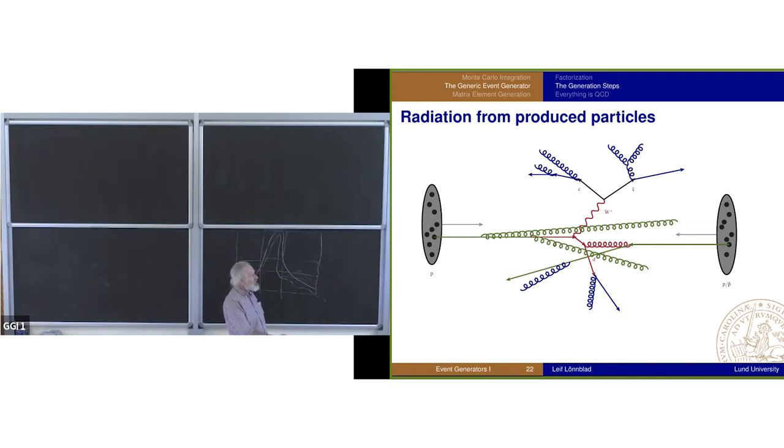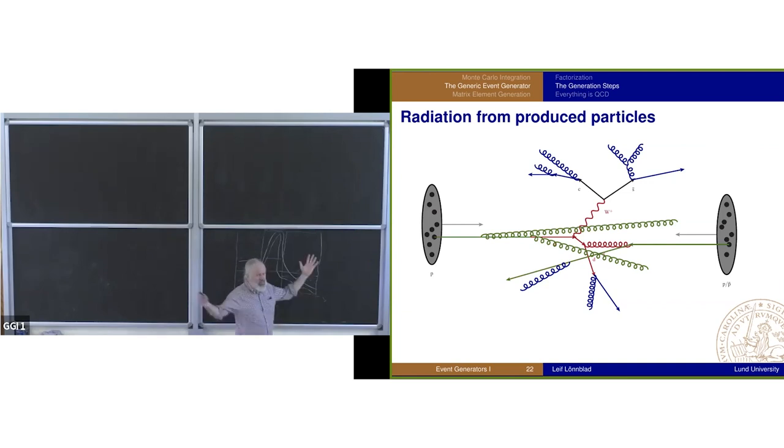Then there are quarks produced, and especially quarks, but also electrons, if you have, will radiate Bremsstrahlung. So this will radiate the gluon that will split into other gluons and so on. So this is called final state radiation. We also talk about space-like and time-like radiation. So space-like is the initial state and time-like is the final state radiation.